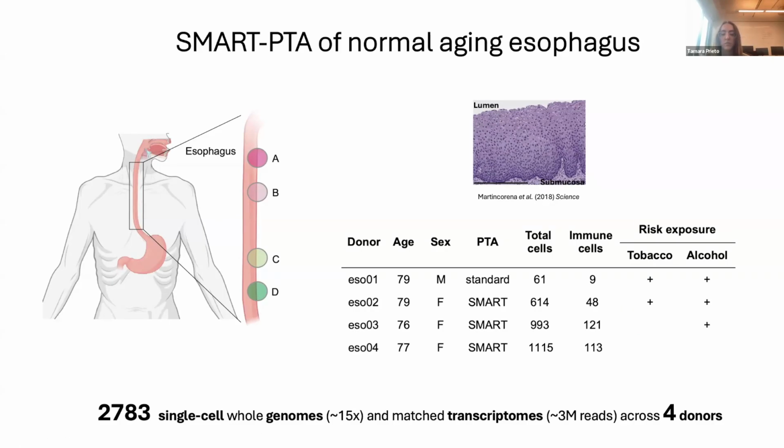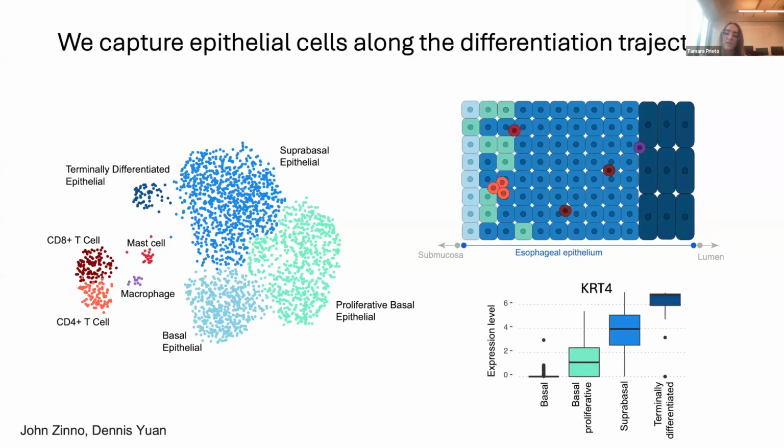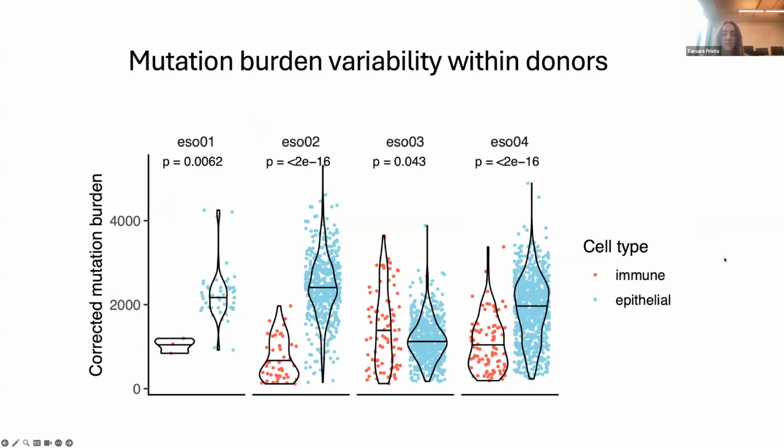full-length transcriptomes. Using the RNA sequencing data, we detected multiple clusters corresponding to immune cells and also a big cluster of epithelial cells in different stages of a differentiation trajectory. And using expression of keratins and other markers, we classified epithelial cells into basal cells that divide into suprabasal cells, which transition to terminally differentiated cells before shedding into the esophageal lumen.